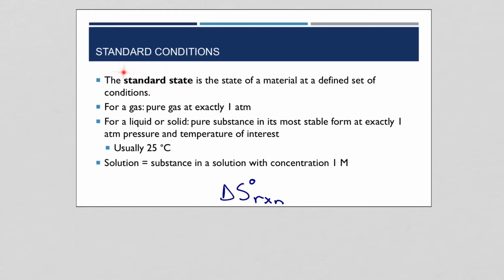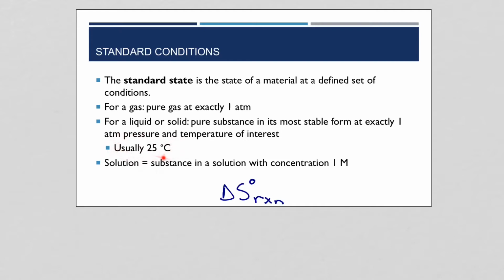And we've defined earlier in chapter 7 what standard state means for a material, but just to go back over those. For a gas, a standard state is the pure gas at 1 atmosphere of pressure, or we could think of it as a partial pressure of 1 atmosphere. For a liquid or solid, the pure substance in its most stable form at 1 atmosphere and the temperature of interest. So in other words, we're at 1 atmosphere pressure, and whether it's more stable as a liquid or a solid at that particular temperature, that would be its standard state.